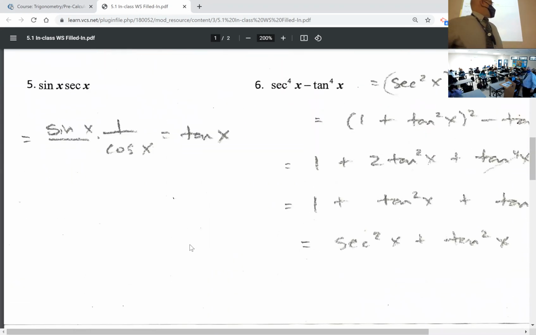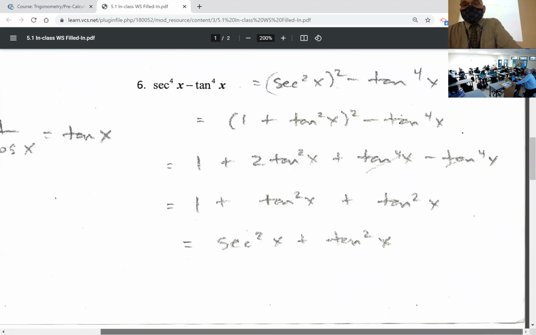Number 5, sine of x times secant of x. I think this is one we already had. Secant I can express as 1 over cosine. Sine divided by cosine is equal to tangent. Number 6 is a little bit tricky. I've got secant to the 4th x minus tangent to the 4th x.